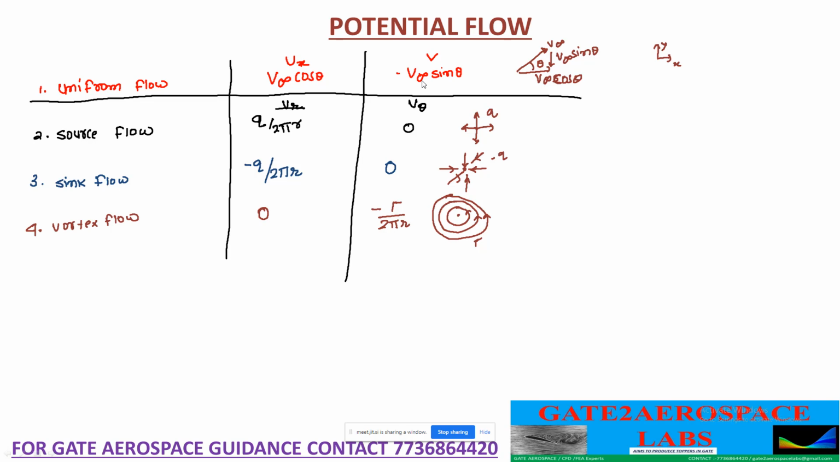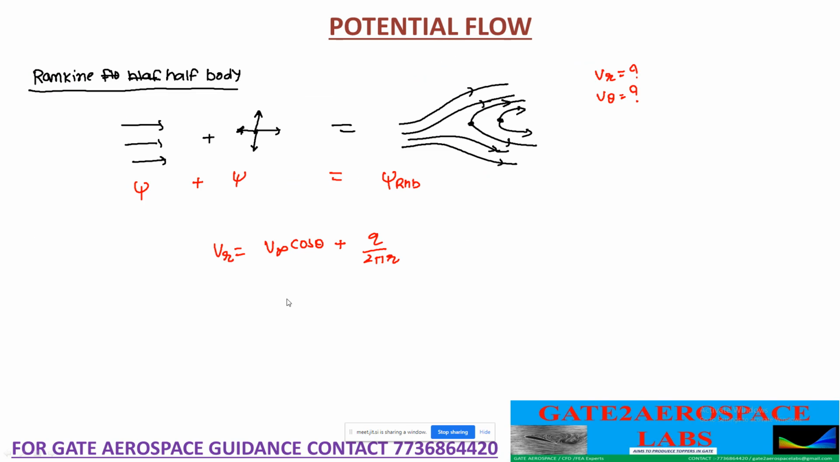Similarly, the tangential component induced by the uniform velocity is minus V infinity sin theta, and for the source flow it is 0. So same thing I will write here. V theta will be equal to minus V infinity sin theta plus V theta for the source, which is 0. Correct? So we have the velocity.